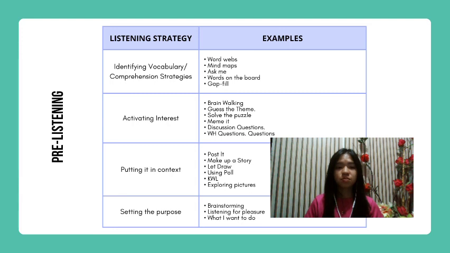Another is using poll. For listening topics that may involve controversies or differing opinions, you can conduct a quick anonymous poll like Google Forms and reveal the results after they're done listening. This will help students understand the different perspectives presented in the listening text and prepares them for the discussion that may follow.